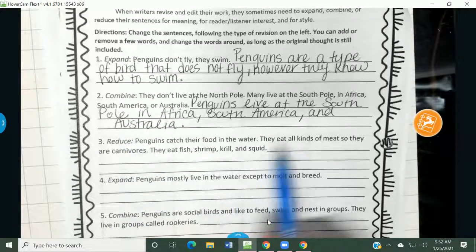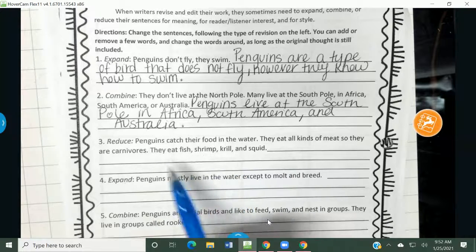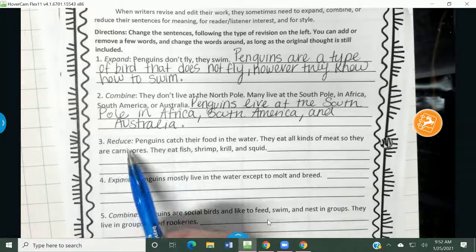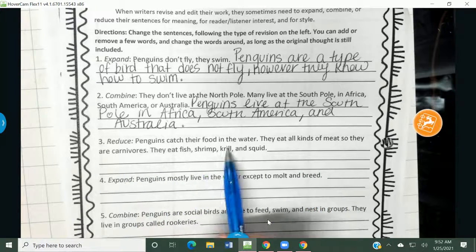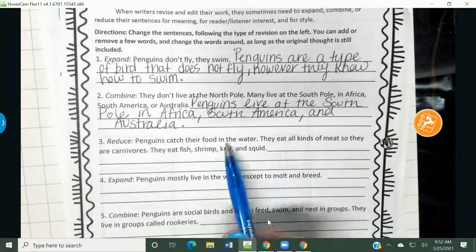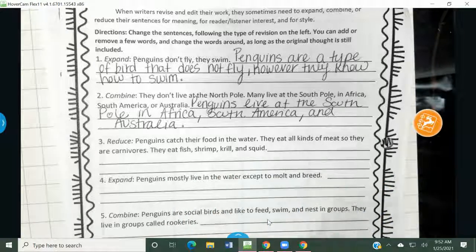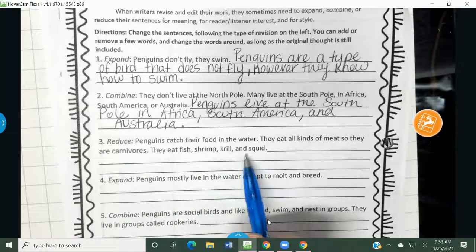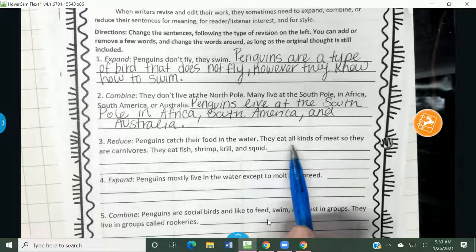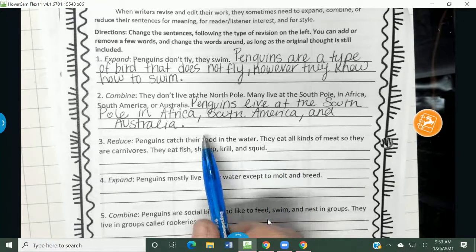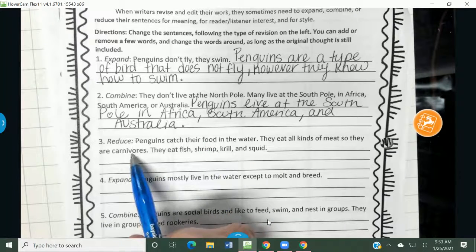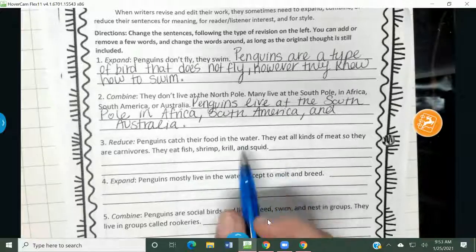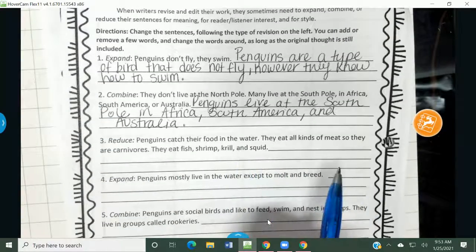Reduce is we definitely want to get rid of some words that are not needed. Penguins catch their food in the water. They eat all kinds of meat, so they are carnivores. They eat fish, shrimp, krill, and squid. All this information can definitely be reduced into a simpler sentence. Again, it wants us to reduce it. So that's why I can go ahead and get rid of some words. I don't want to get rid of the important parts, which is they eat food in the water, they are carnivores, and here are some examples of what they eat. I need to keep that information. So what I can do is combine all of this and reduce the amount of words.